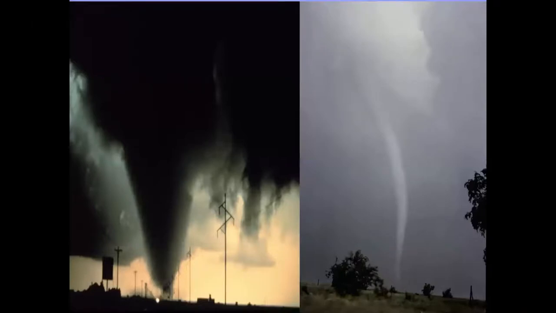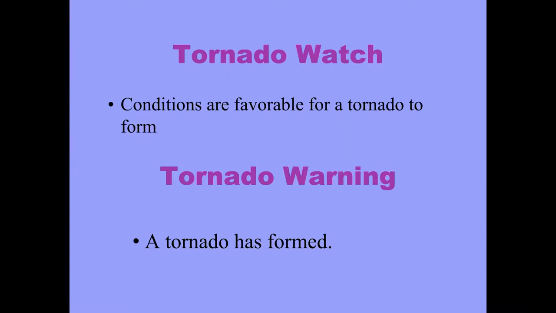In this image, we see two types. This one right here would be considered a rope tornado, and this one's a little thicker. Now, it is known that very large tornadoes can be as wide as a mile wide at the base.